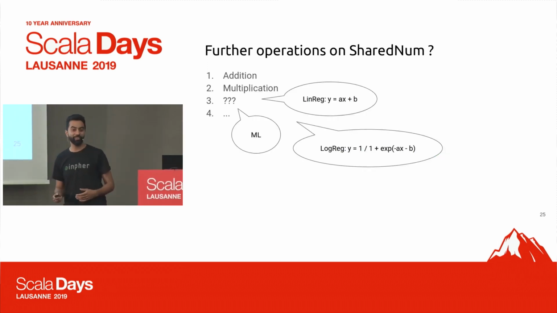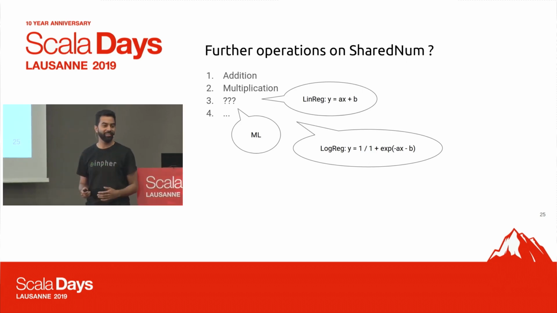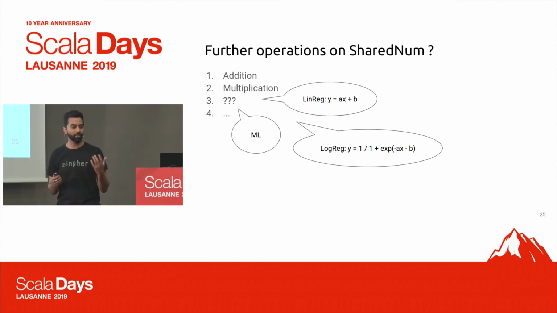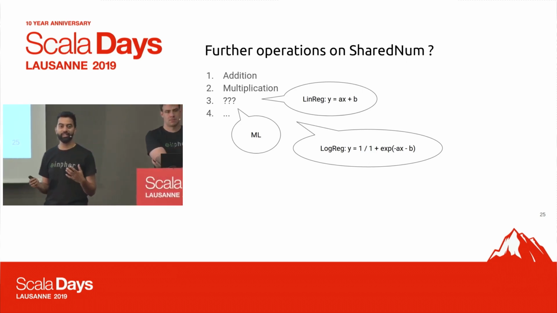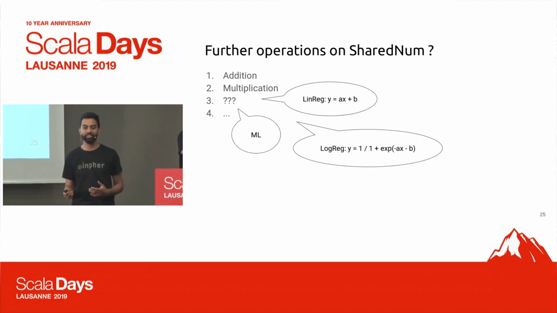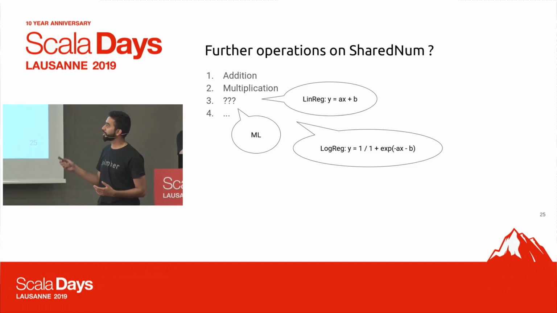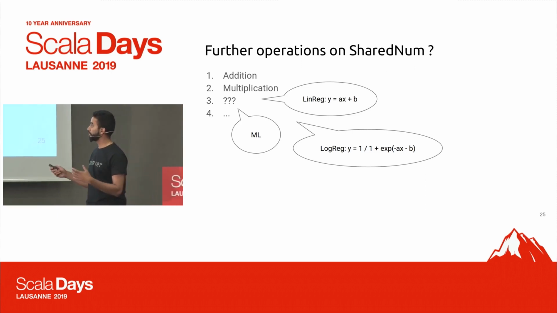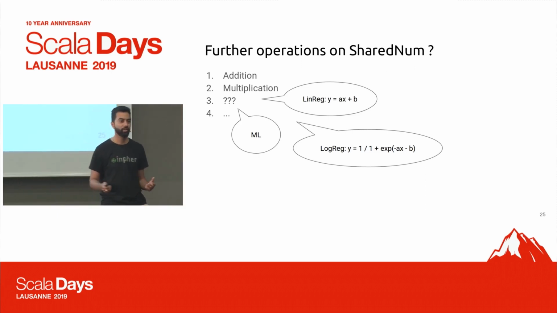Great. So we have addition of secret values. We have multiplication of secret values, which means we can actually do quite a lot of things, because with addition and multiplication, we can express any polynomial. Which means we can do actual, serious, interesting stuff. In particular, we can do things like linear regression and logistic regression, because they can be expressed as polynomials.